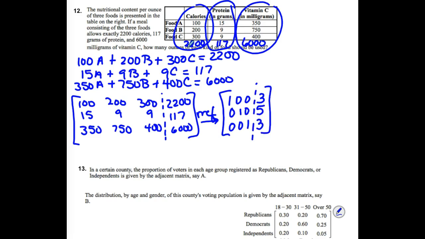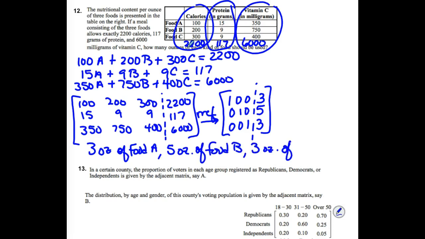Now, what does that mean? What does the first line tell me? A is 3, second line tells me B is 5, and C is 3. So my answer here would be, I need 3 ounces of food A, I need 5 ounces of food B, and I need 3 ounces of food C.